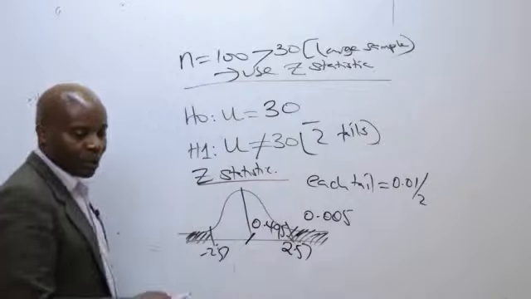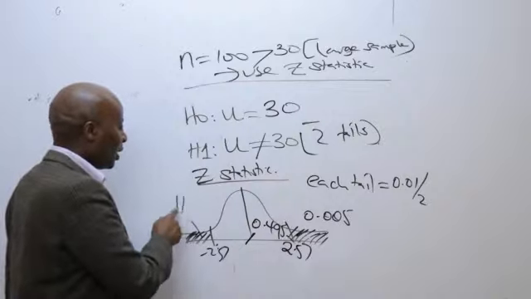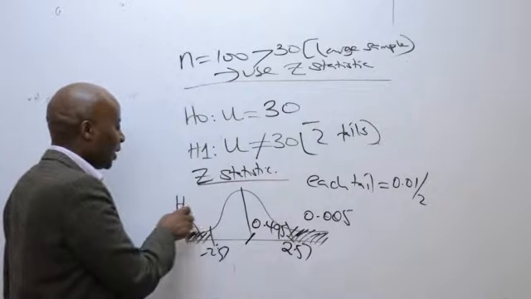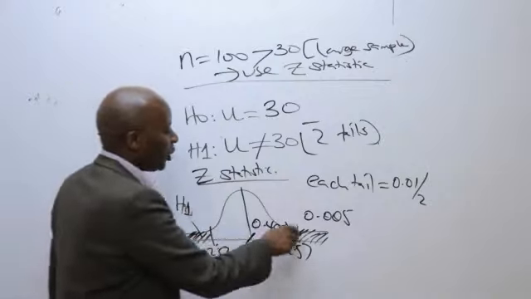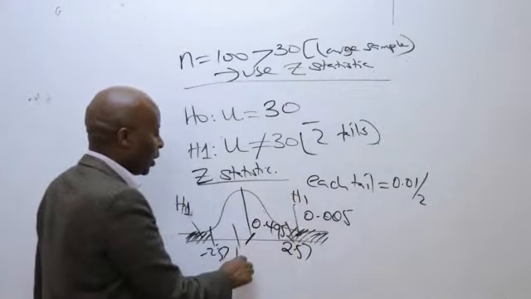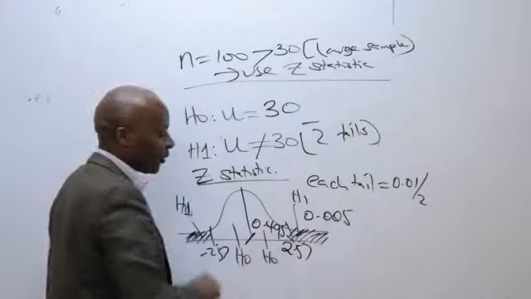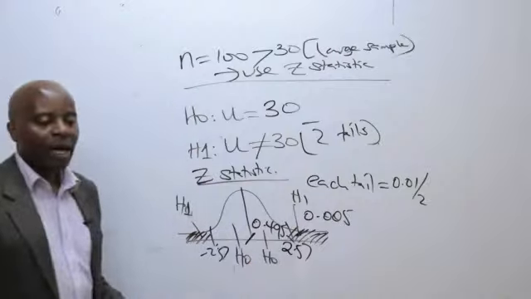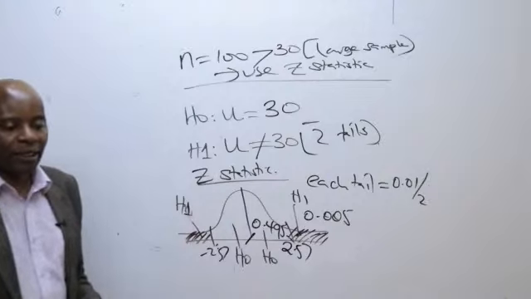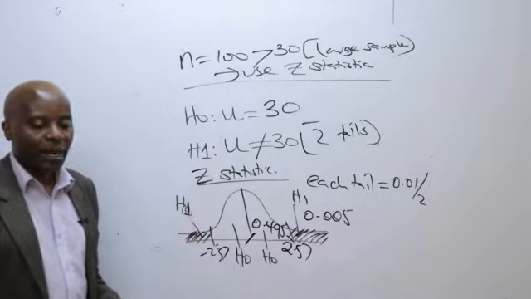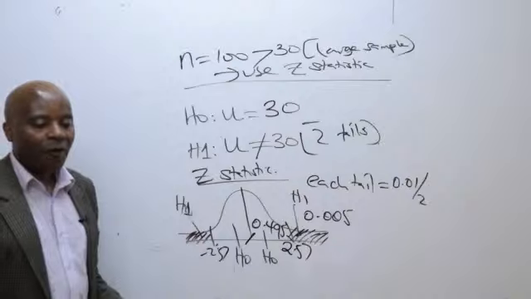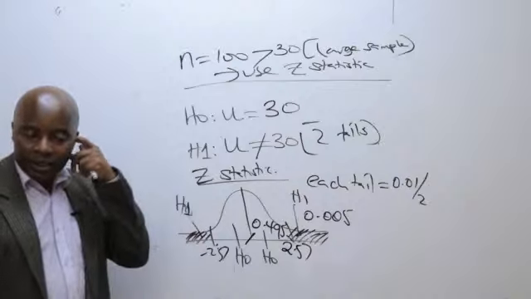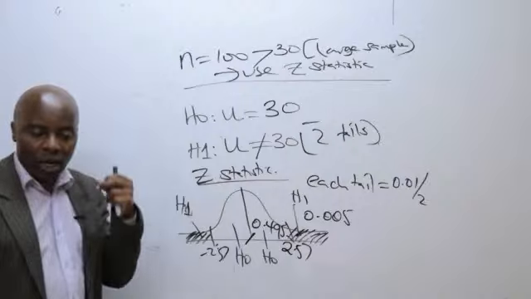And please don't forget to say that this is an H1, shaded. Shaded is always H1. The unshaded ones are the H0s. Please mark yours like that.